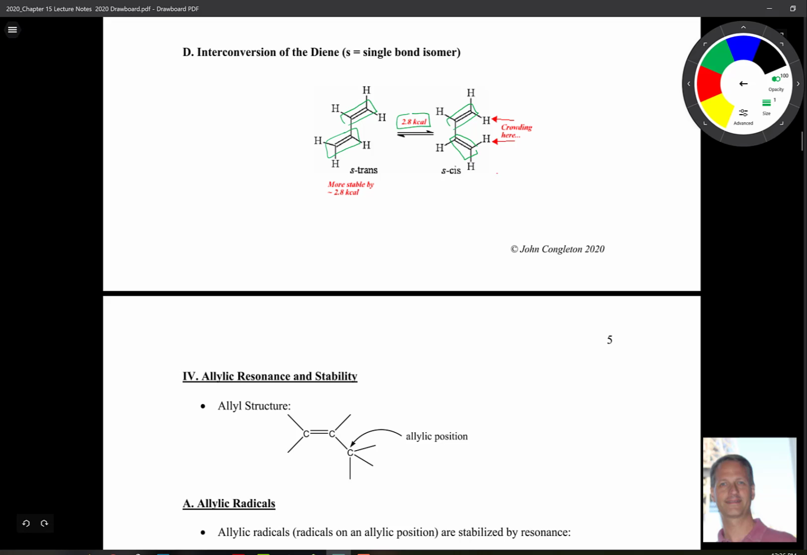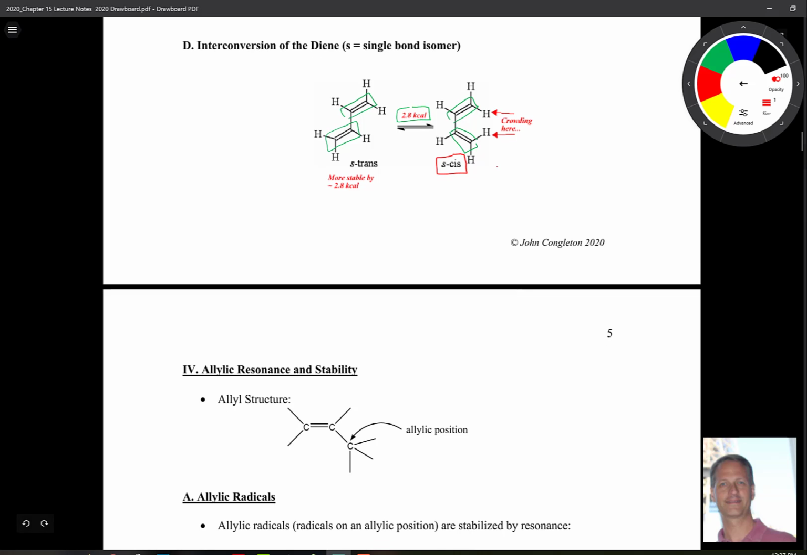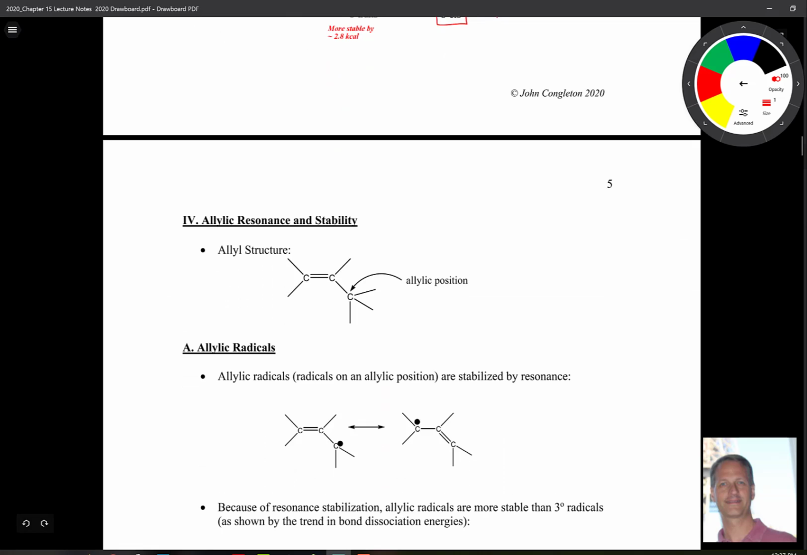One of the things that we're going to see, and it doesn't really apply for a couple of pages here, is that for a specific type of reaction that we see in this chapter called a Diels-Alder reaction, this s-cis conformation is required. So store that in the back of your mind, and we'll come back to that in our next lecture when we hit Diels-Alder.